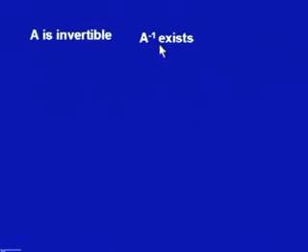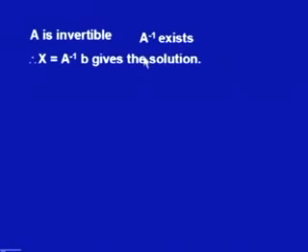That means we can very easily find out A inverse, and A inverse exists. And if A inverse exists, then we can pre-multiply our given equation Ax = b by A inverse, which simplifies to x = A⁻¹b. So, this expression gives us the solution for the non-homogeneous system Ax = b.